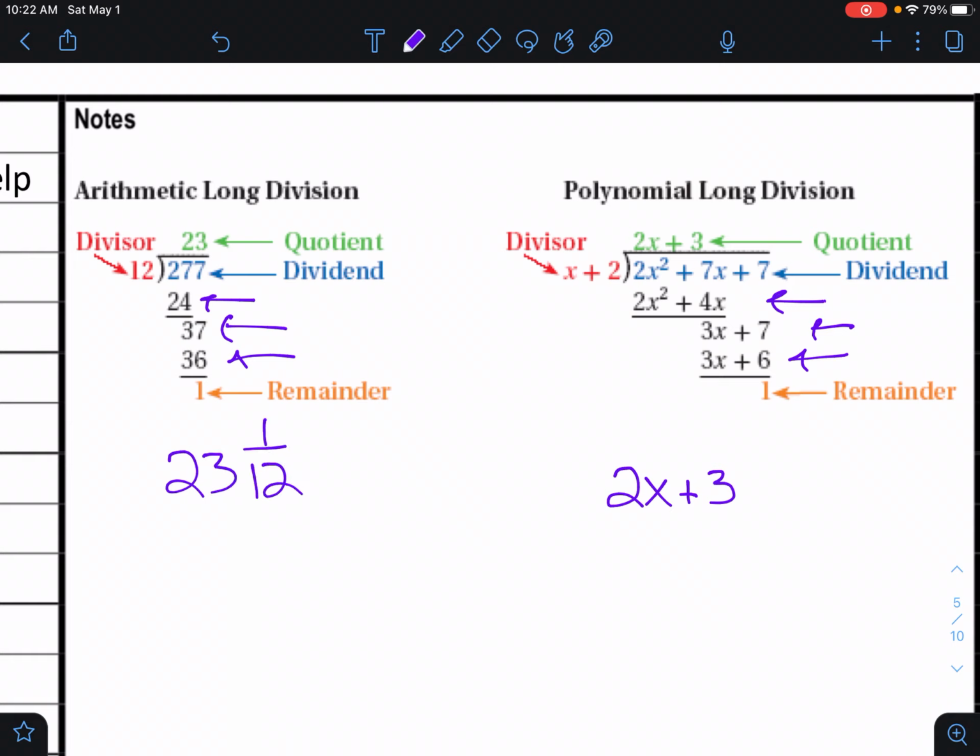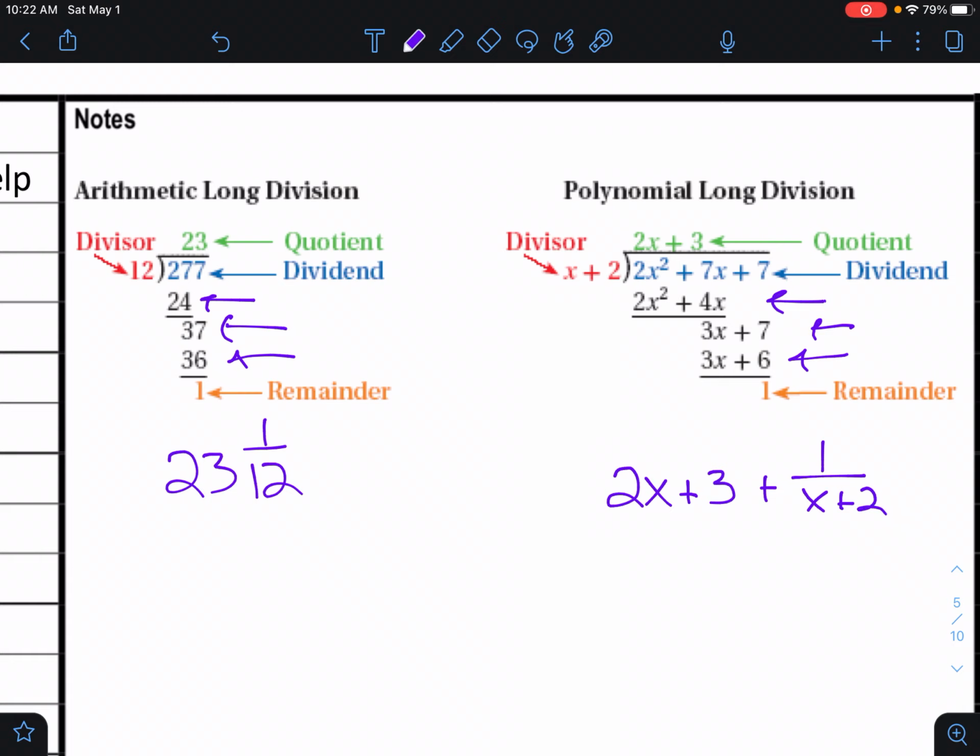23 and 1/12. And it's assumed that these are tied together. They're sort of like added together. But that's not really assumed here, so we have to put a little plus sign here. There's no mixed number thing. So we have to put a 1, and now we're going to put that over the divisor. Now the divisor is x plus 2.